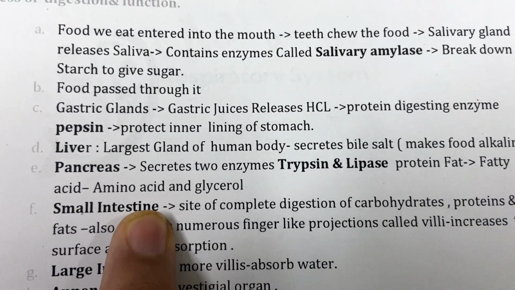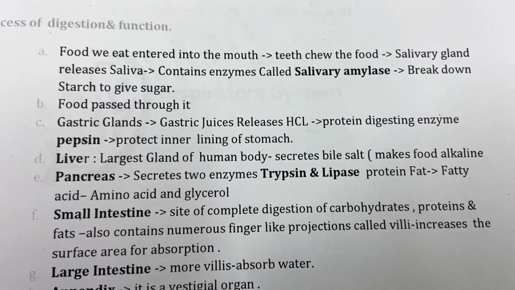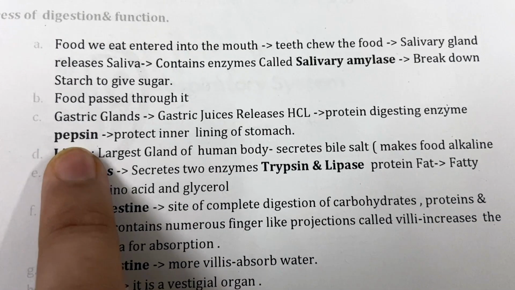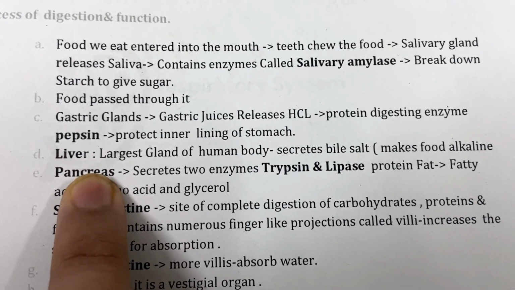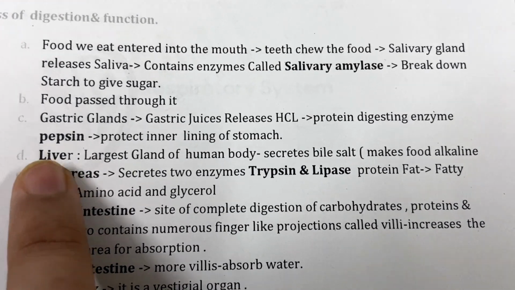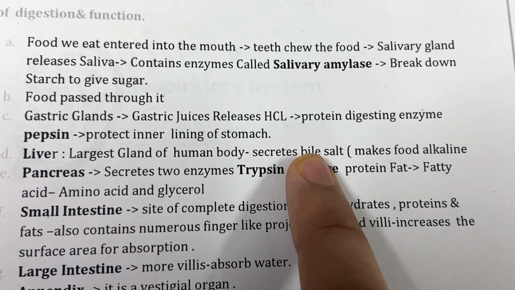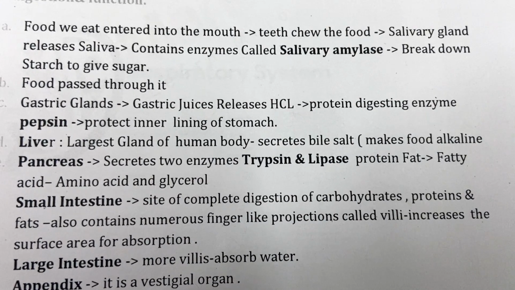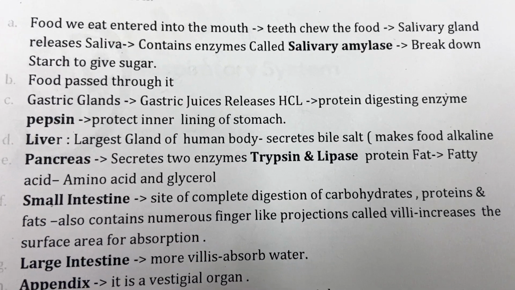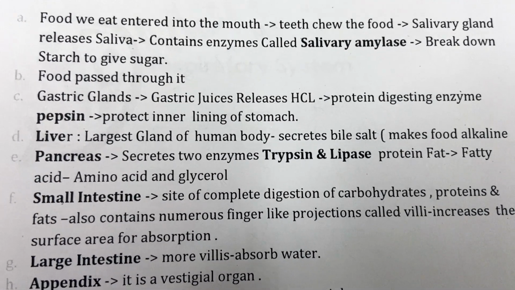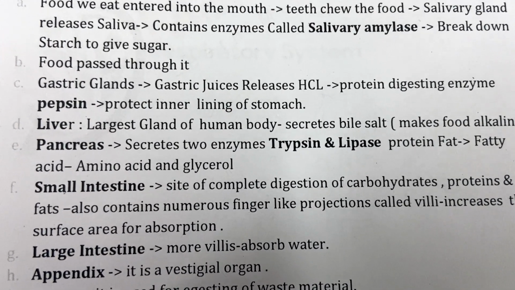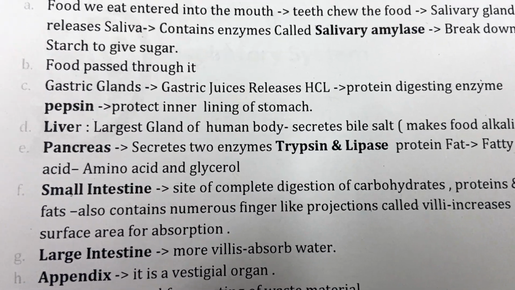Small intestine is the site of major digestion of food. It receives its secretions from the liver as well as the pancreas. From the liver, it receives bile salts. Now, the function of bile is emulsification of fat. That means it converts larger fat molecules into smaller ones.